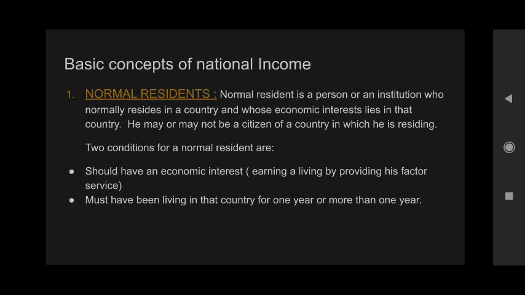So for example, if a Japanese tourist comes to India for traveling and he lives here for 2 months, right, so he will not be a normal resident of India. Why? Because neither of the two conditions are being fulfilled. First, he does not have an economic interest, he just came here for traveling. The other condition which says that he should be living here for 1 year or more than 1 year, but since he's living for 2 months, therefore both of the two conditions are not being fulfilled, so therefore he will not be known as a normal resident.